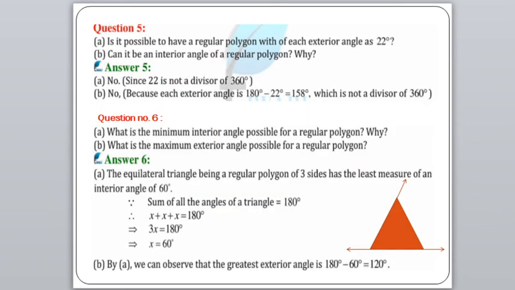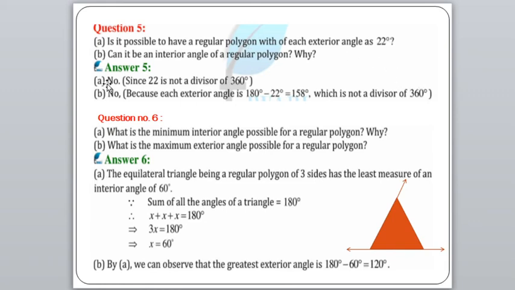Then question number 5. What is given in question number 5? Is it possible to have a regular polygon with each exterior angle as 22 degrees? And the next question is given: can it be an interior angle of a regular polygon, and why? So here the first question is: is it possible to have a regular polygon with each exterior angle as 22 degrees? Can it be possible that the measure of each exterior angle is 22 degrees?